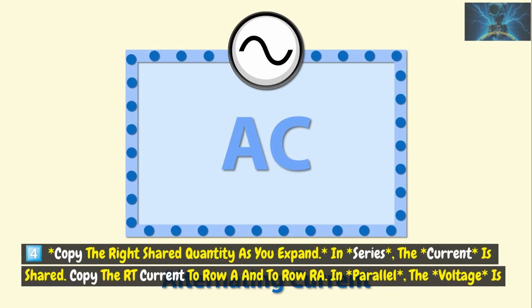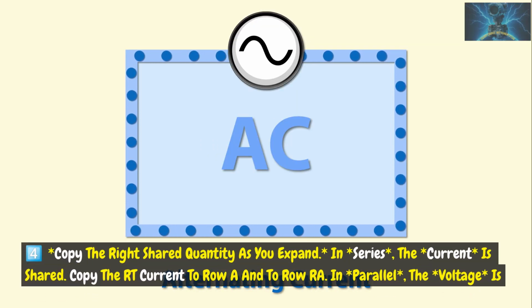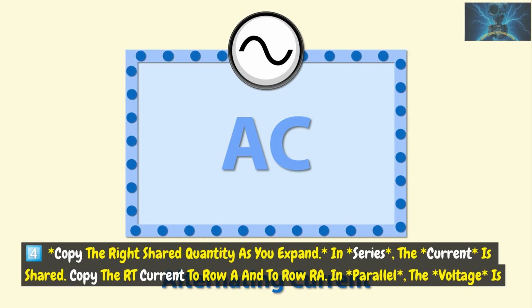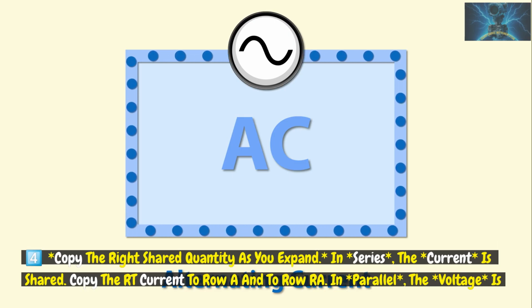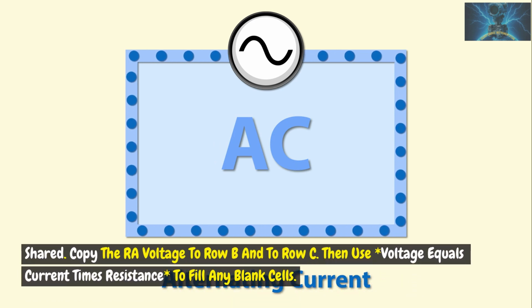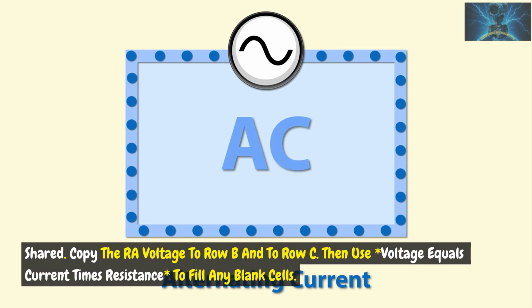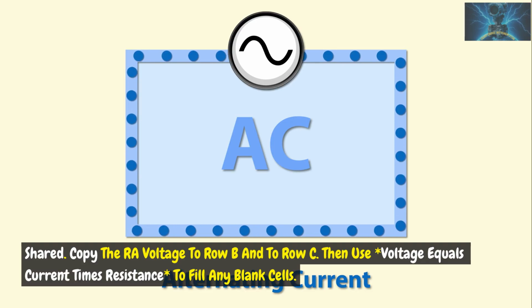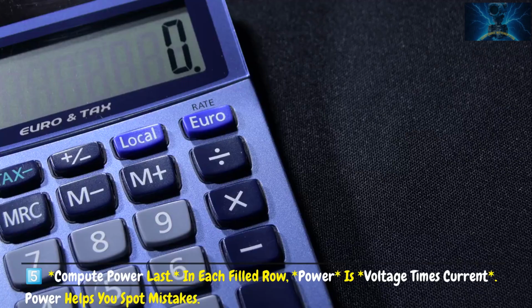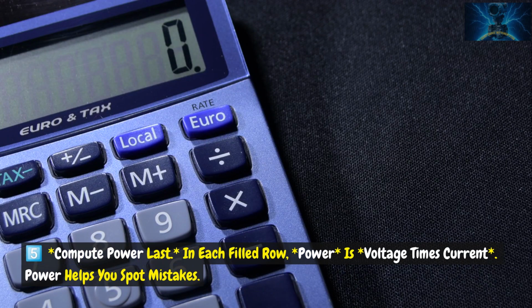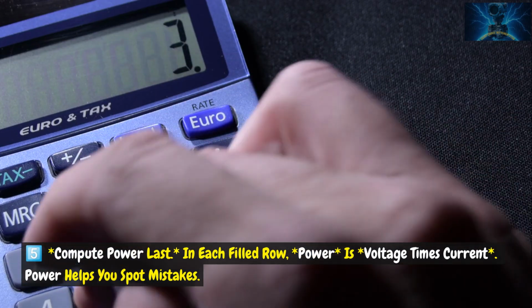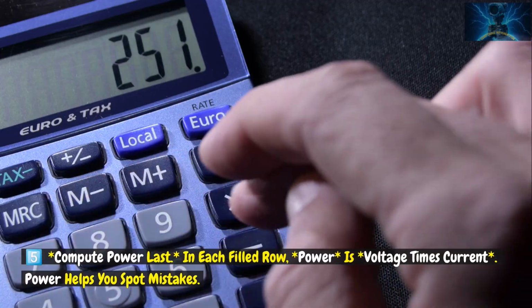4. Copy the right shared quantity as you expand. In series, the current is shared. Copy the RT current to row A and to row RA. In parallel, the voltage is shared. Copy the RA voltage to row B and to row C. Then use voltage equals current times resistance to fill any blank cells. 5. Compute power last. In each filled row, power is voltage times current. Power helps you spot mistakes.